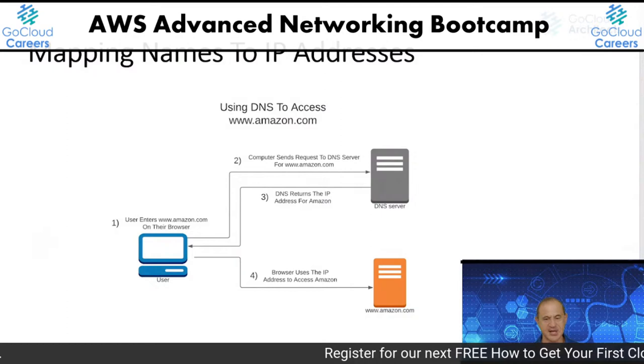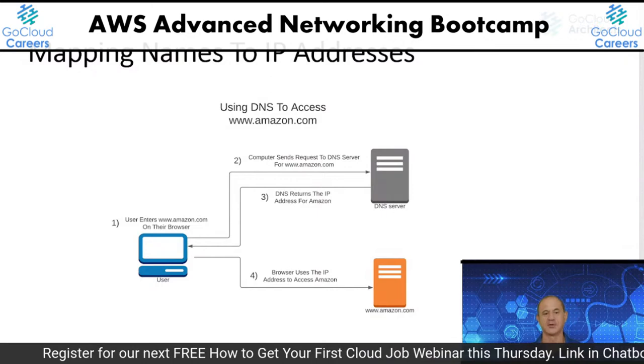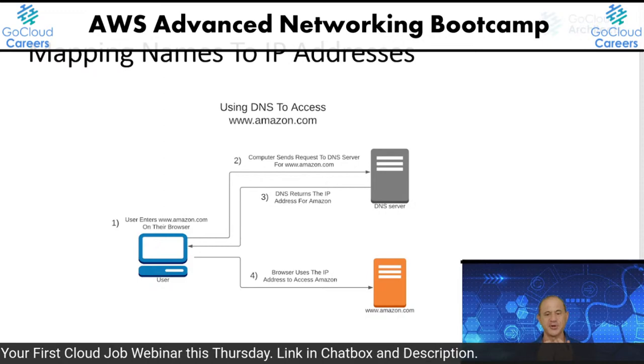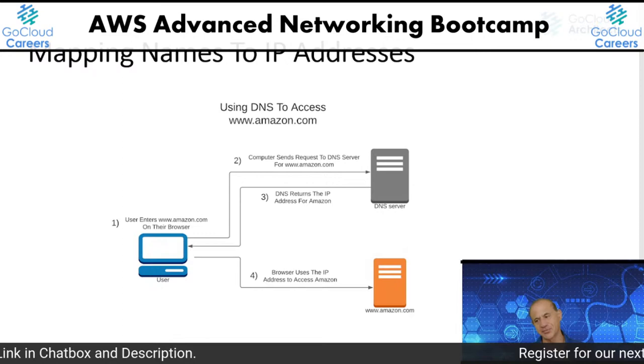So here's the environment. We've got a user. They go to the browser. They type www.amazon.com. The computer sends a request to the DNS server. The DNS server says, here's the IP address to Amazon. And the computer goes to the IP address. That's how it works. Okay, I want to do it all, both of us, right now.